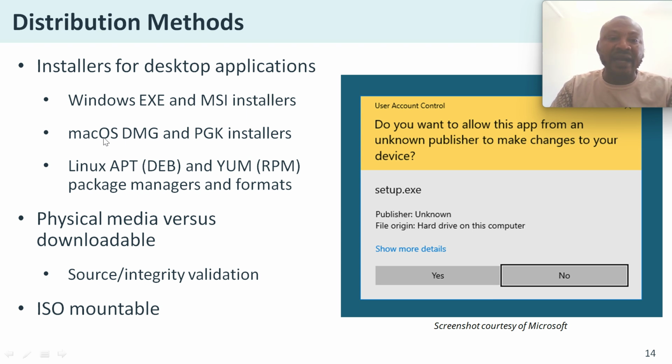Now we also have the DMG for Mac OS. These are disk images. When you want to deploy all you have on your Mac onto your hard drive, you can use a disk image. Package installer is the same way. It's like you're installing a fresh application.